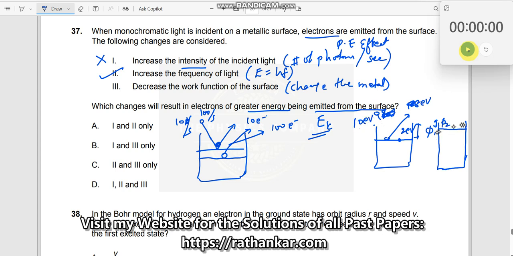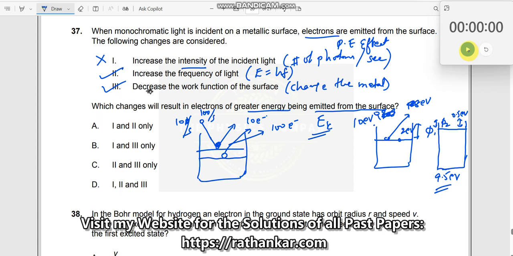Now in this case, what will happen? This will not be 2 electron volt. This will be much lesser than this, maybe something like 0.5 electron volt. Then 10 electron volt you are giving. The same photon when incident, the outgoing electron will have 9.5 electron volt. So this possibility is also there. Decrease the work function of the surface. That means electrons with higher energies can come out, and thus 2 and 3 are possible.